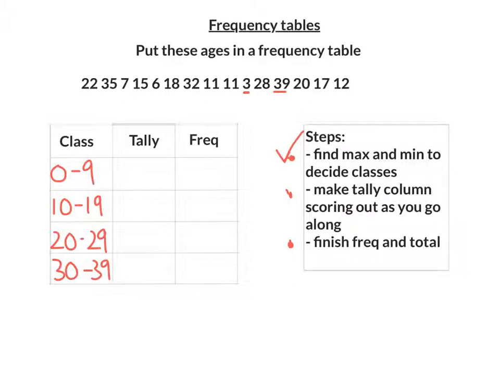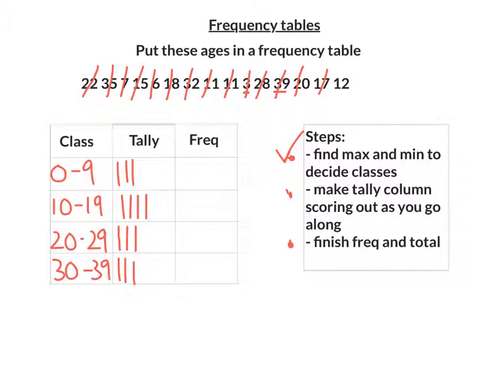Now let's look to make a tally column, scoring out as you go along. So every time I score out, so 22 would go here because it's in the 20s, I score out as I go along. So I'll try and do this as quickly as possible. 32 will go in the 30s. 11, another 11. We've got our 3, our smallest age. 28, 39, 20, 17. Now, 17, there's already 4 in the 10 to 19, so to make it a 5, I put a 1 across, all the way across, and then 12.